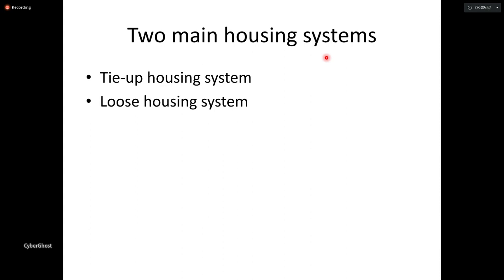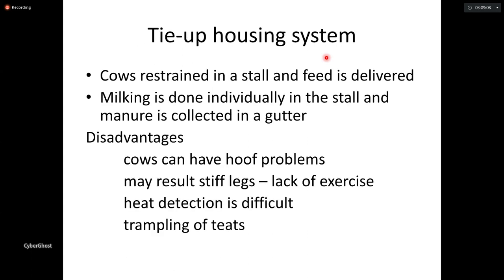So when you observe the basic housing systems, there are different systems. One is called tie-up housing system. Another one is called loose housing system. Tie-up means basically cows are kept inside a particular housing system, a stall or a pen, right? All the feed and water is provided to the places where they are living.